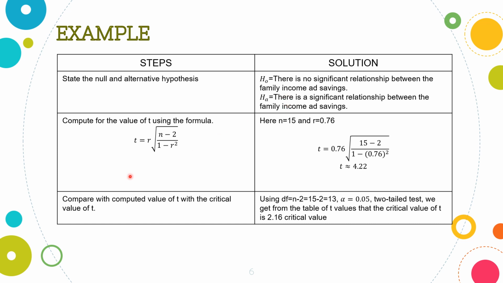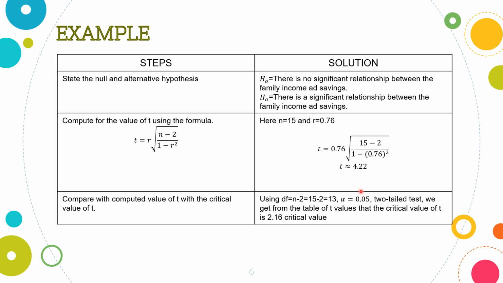Next step, compute for the value of t using the formula. So this is our formula. Here, our n is 15 and the value of our r is 0.76. N is 15 families, which we get from the problem given. And the value of r is given also, which is 0.76. Now, we can substitute the given values of n and r to our formula, and that will give us 4.22. So the value of our t is 4.22.